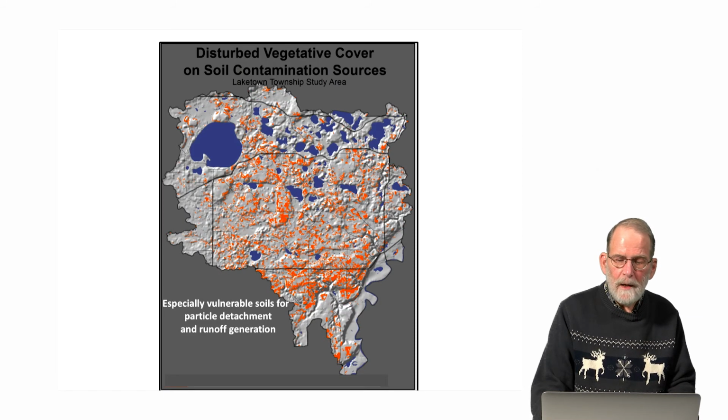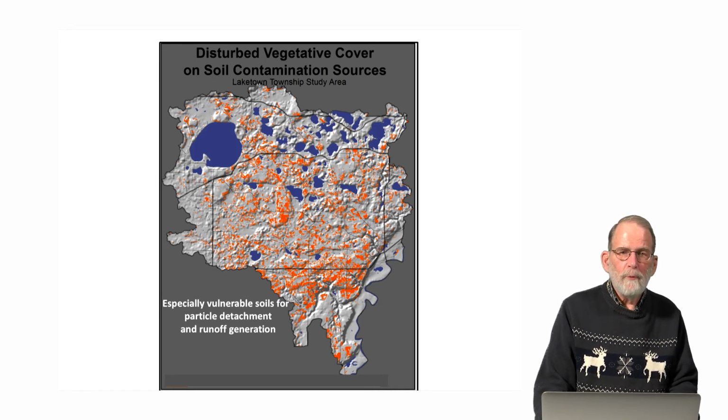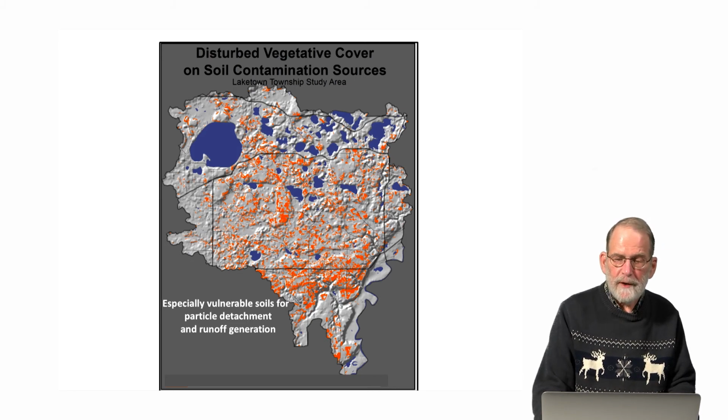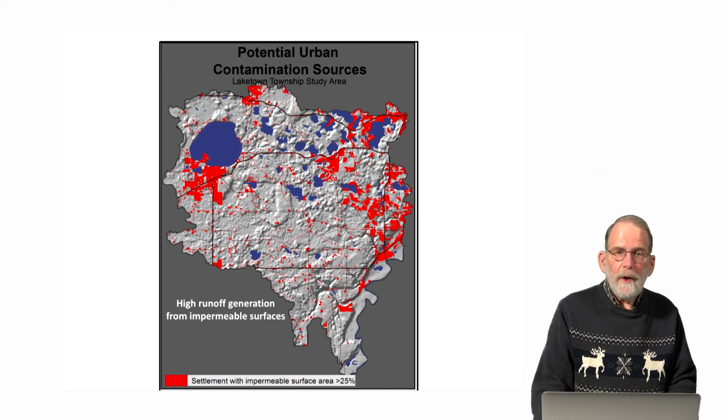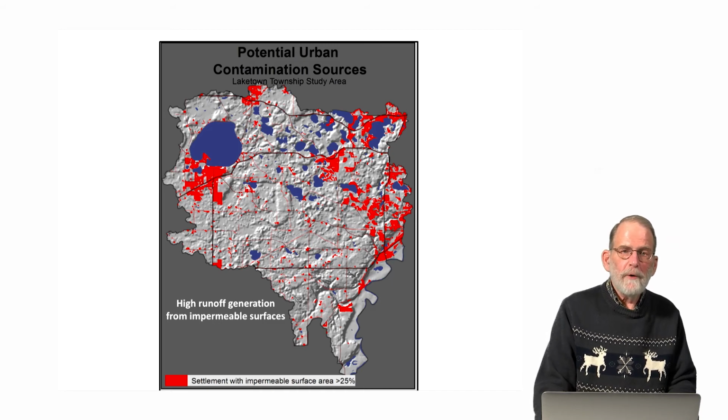Here we see soils that are especially vulnerable to particle detachment and runoff generation. So these also are areas that contribute to movement of contaminants from upland source areas to bottomland sinks. Another source of contamination are urban areas, developed landscapes.